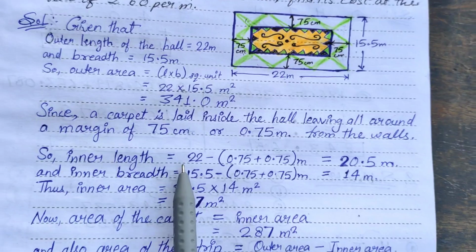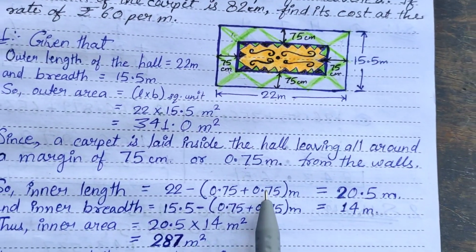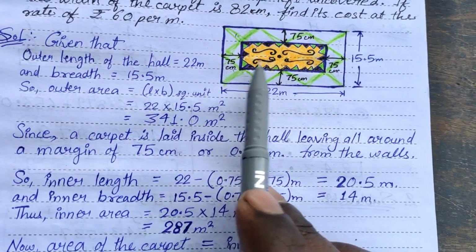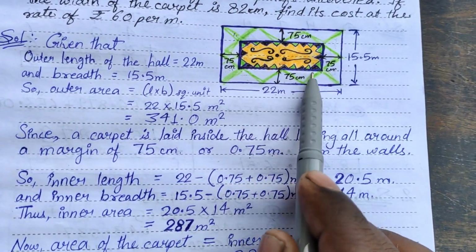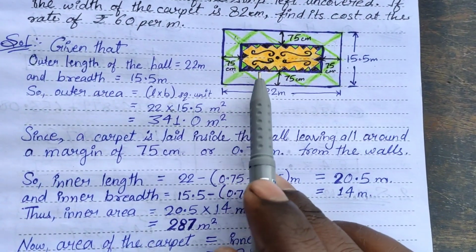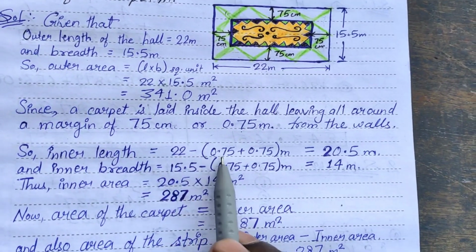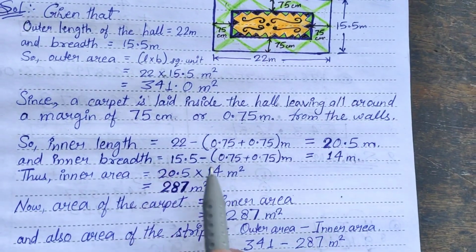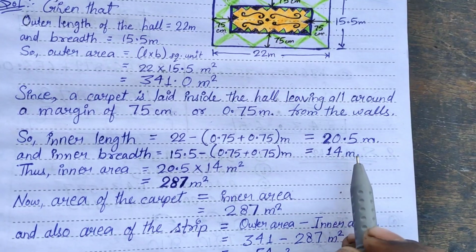So the inner length goes like 22 minus 0.75 plus 0.75. Why 0.75? Because 0.75 from the left side and 0.75 from the right side. So to find this inner length, we have to subtract 2 times 0.75 from the total length. So here we go, 22 minus 0.75 plus 0.75, we have 20.5. Same goes for breadth, inner breadth, 15.5 minus 0.75 plus 0.75, we have 14 meter.